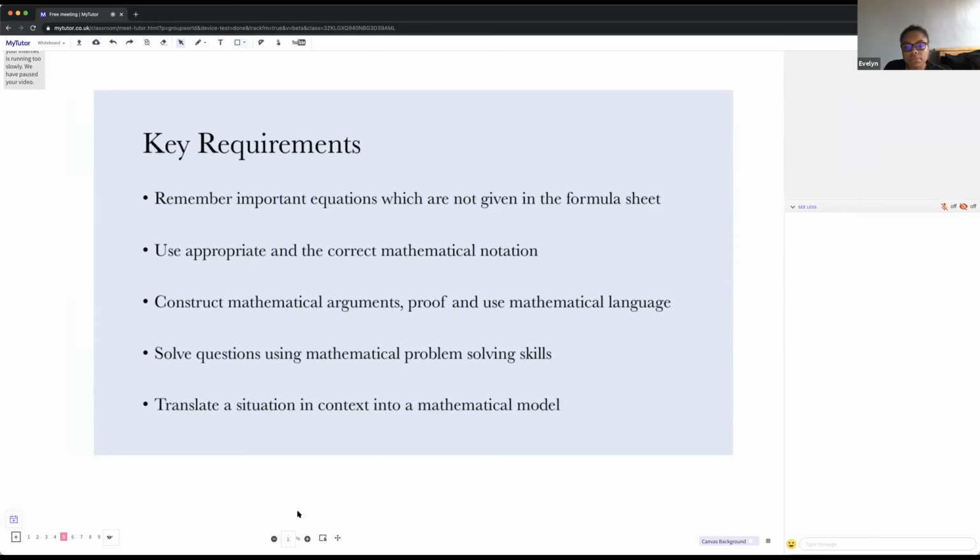Construct mathematical arguments, proof, and use mathematical language. Solve equations using mathematical problem solving skills, and translate a situation in context into a mathematical model. All of these key requirements are pretty much the same key requirements that you have for GCSE maths. Nothing has really changed in that respect. All of these things you still need to do for GCSE maths.